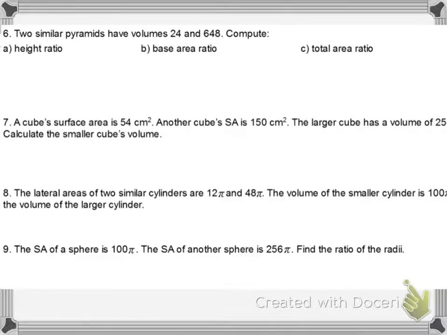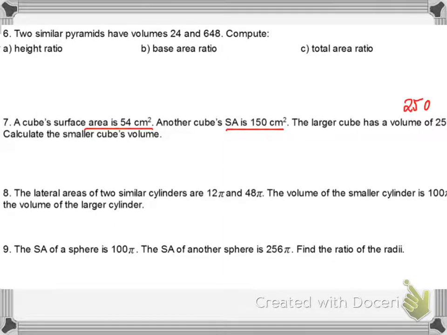So let's go to number 7. A cube's surface area. So notice here they're giving you the area, and another cube surface area is 150. Sorry, that got cut off. The larger cube has a volume of 250 centimeters cubed. Calculate the smaller cube's volume.